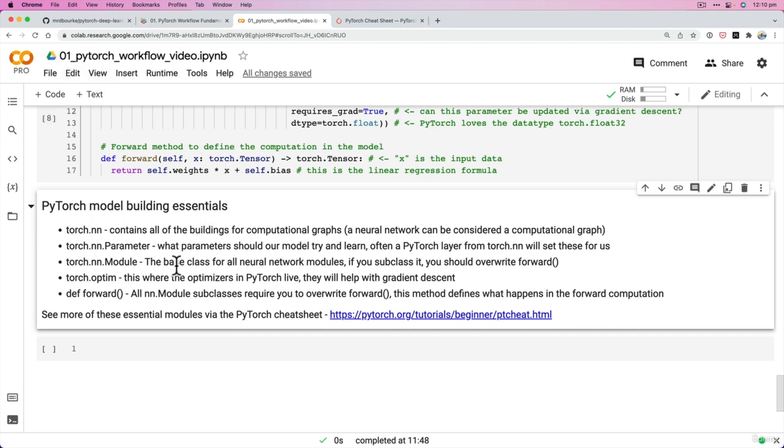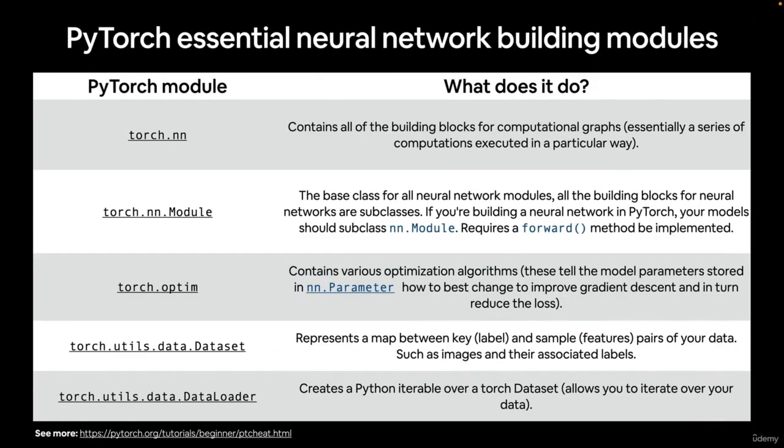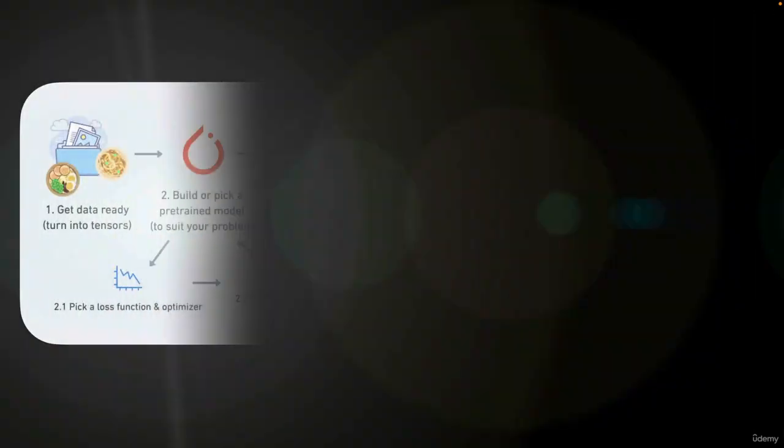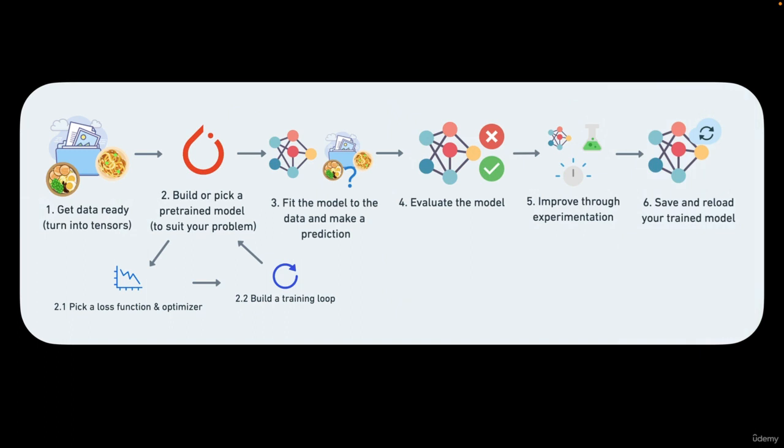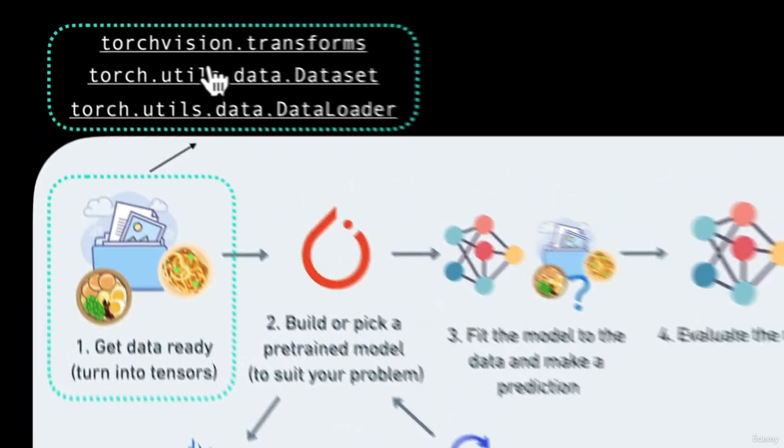But I couldn't help myself. I wanted to add some color to this. So before we inspect our model, let's just add a little bit of color to our text on the page. We go to, here's our workflow. This is what we're covering in this video, right? Or in this module, 0.1. But to get data ready, here are some of the most important PyTorch modules.